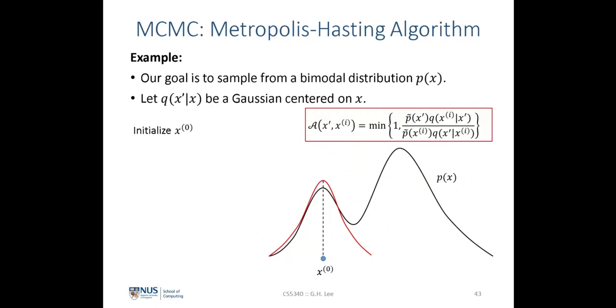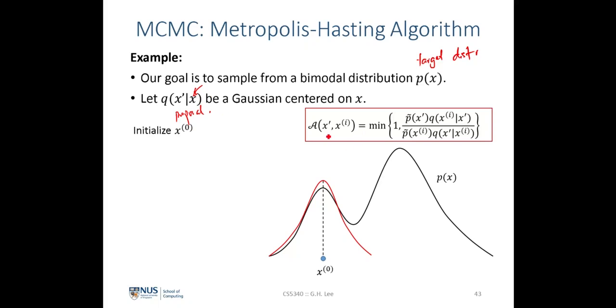Here's an example to illustrate the Metropolis-Hastings algorithm. Our goal is to sample from a bimodal distribution p of x, which is also our target distribution, shown as the black curve. Let the adaptive proposal distribution be a Gaussian centered upon x, which is the previous sample drawn from the distribution.